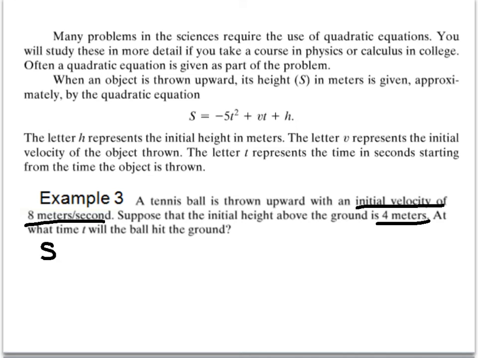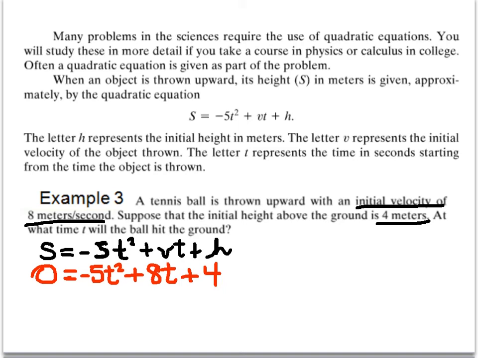Alright, so first I'm just going to write the equation that we were given at the top. Now in this case, our s is going to be 0 since the ball will hit the ground eventually. So I'm going to plug a 0 in for s, and then I'm going to plug in an 8 for my velocity and a 4 for the initial height. Alright, so there is all my information plugged in, and now this equation is all set up either to factor or to do the quadratic formula.